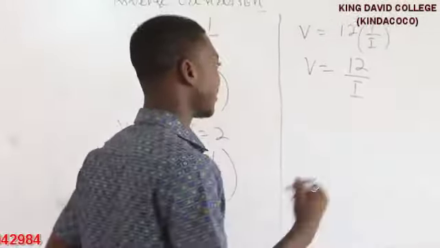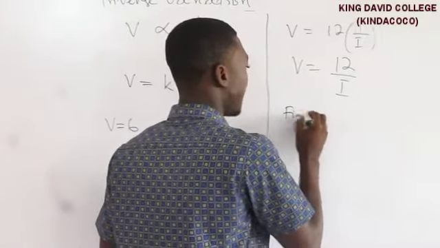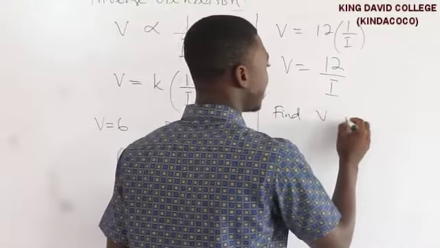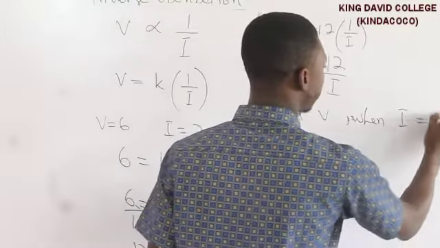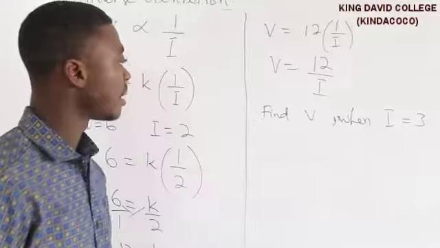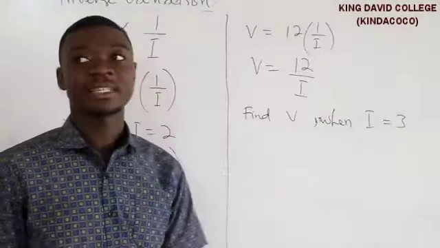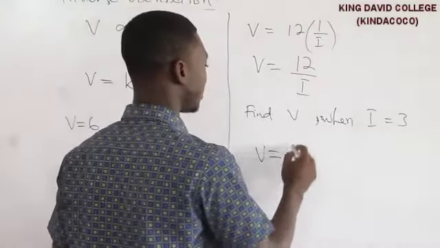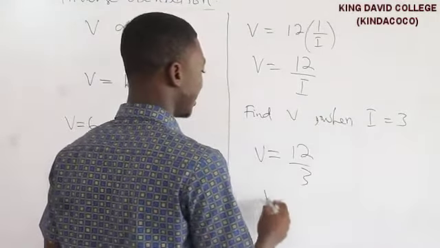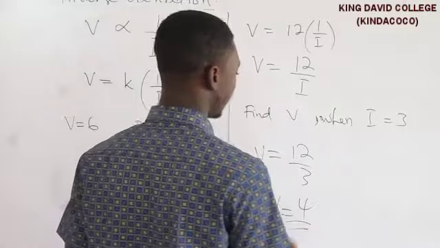Okay. So we can say find V when I is, say, 3. Then it's very simple. Now V is equal to 12 over 3, and therefore V is what? 4. As simple as that.